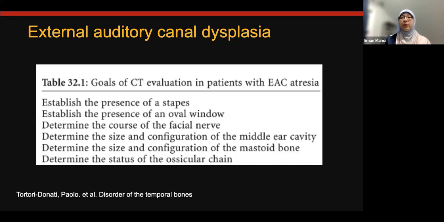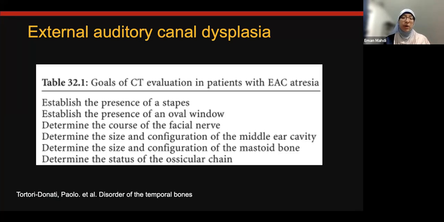So the goal of doing the CT for evaluation of patients with external auditory canal atresia is to check for the presence of the stapes, look for the oval window, see the course of the facial nerve, the size and configuration of the middle ear cavity, the size and configuration of the mastoid bone, and the status of the ossicular chain. So in my understanding, we are mostly checking for candidacy for reconstructive surgery.